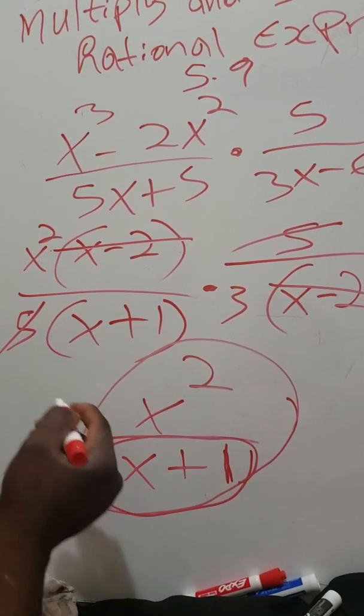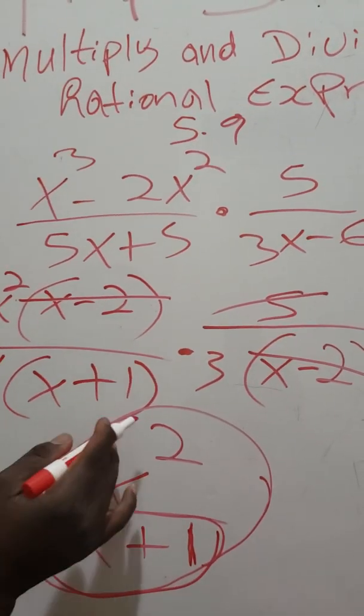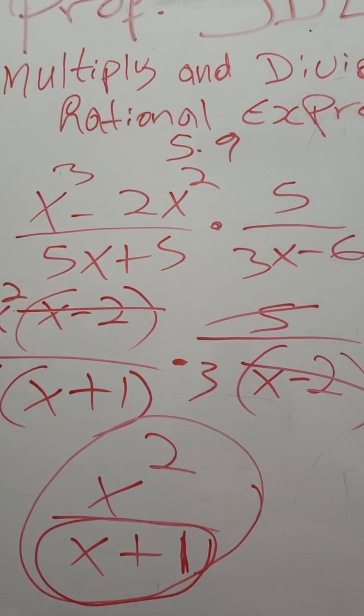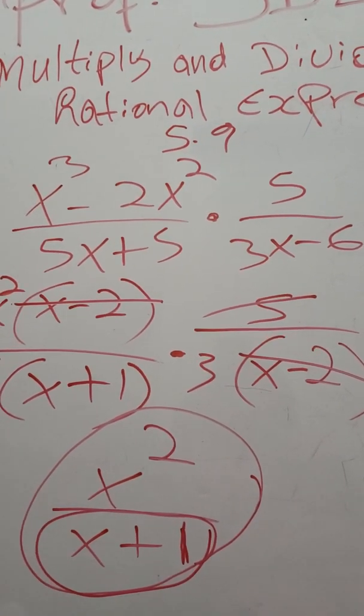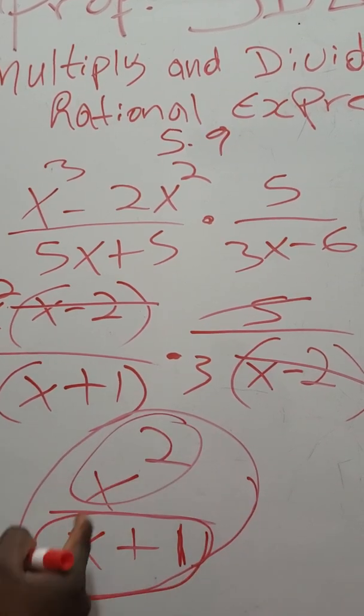Technically, remember, this x plus 1 is still inside of the parentheses, which is why you cannot simplify it with something that's on top, in the numerator. Okay, so when you see that, that's your final answer, x squared over x plus 1.